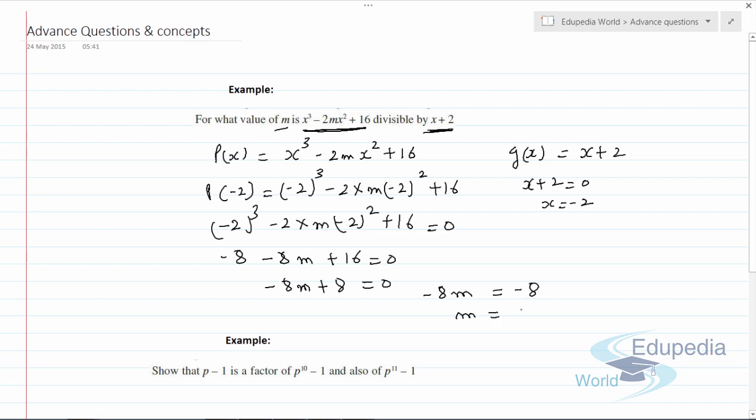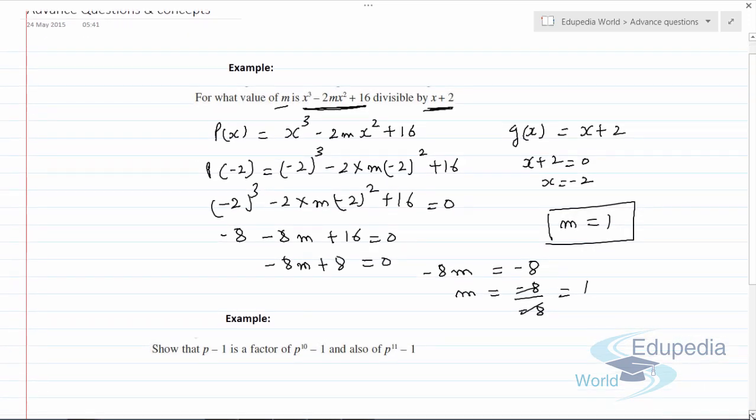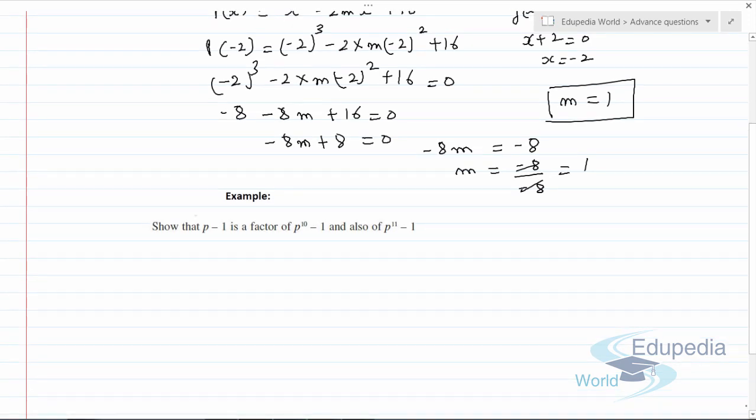So m will be equal to minus 8 upon minus 8. So the answer will be 1, because this will cancel out. So the value of m is 1. So this is how to find the value of m. Now let's discuss another question.